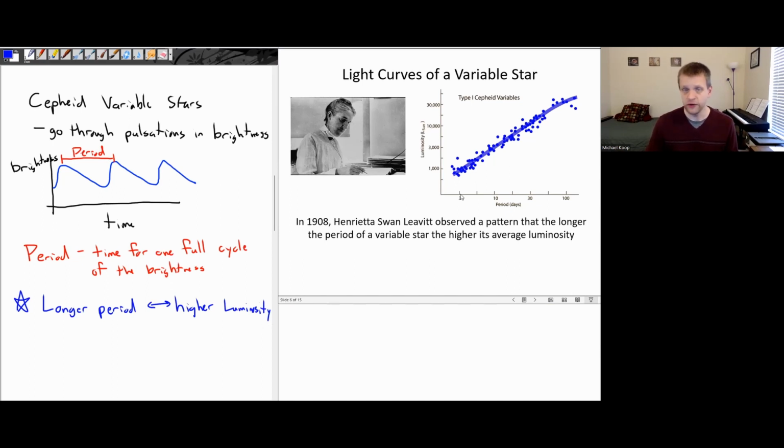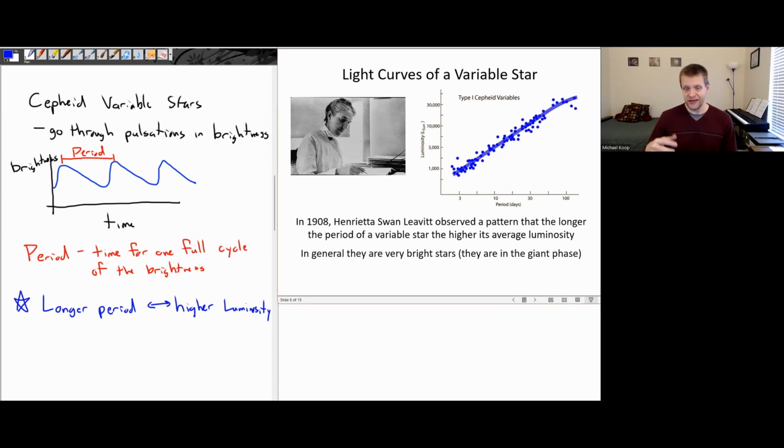So if the period is only around 3 days, the luminosity of that star is about 1,000 times the luminosity of the sun. If the period is around 30 days, well, then the luminosity is going to be around 10,000 times the luminosity of the sun. So longer periods correspond with higher luminosities, shorter periods correspond with lower luminosities.